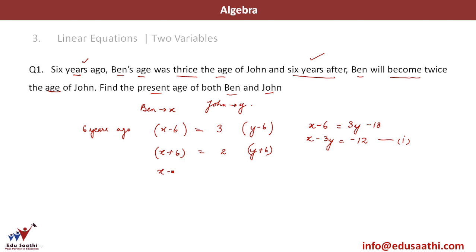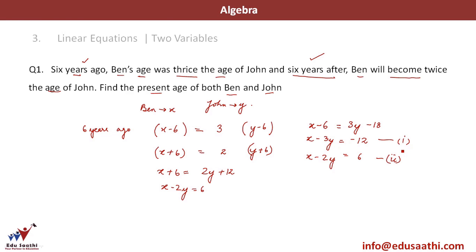If I just open this up, this will be equal to 2y plus 12. So just solve this thing out. I'll have x minus 2y is equal to plus 6. Writing it here, x minus 2y is equal to plus 6. This is the equation that I've got from the second situation. I have to solve for x and y.